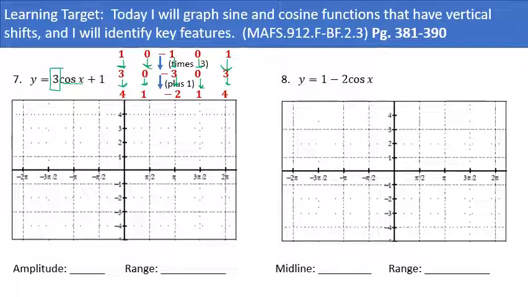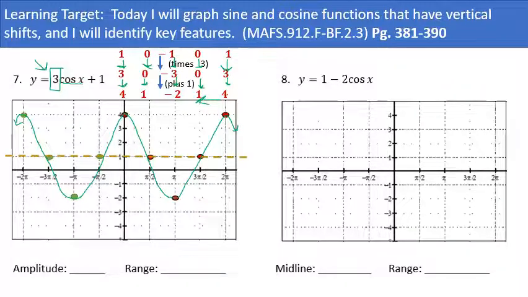All right, so here we go: 4, 1, -2, 1, 4. Work your way backwards, and you get a big old cosine graph. Notice this one, the A value here is bigger than 1, so it's going to be a stretch. What's the amplitude? 3. What's the range? -2 to 4.